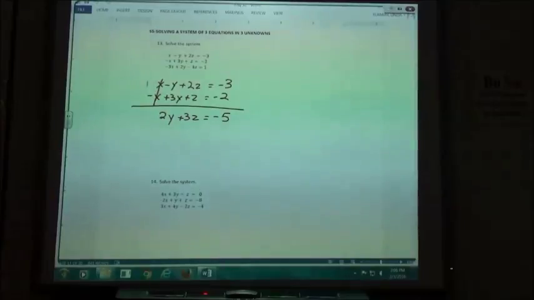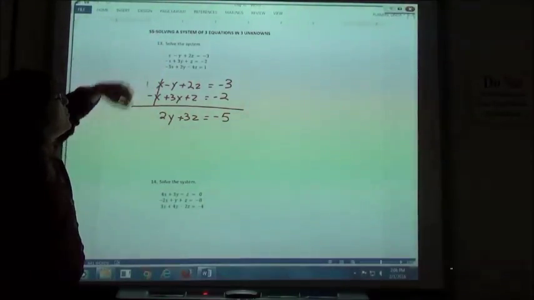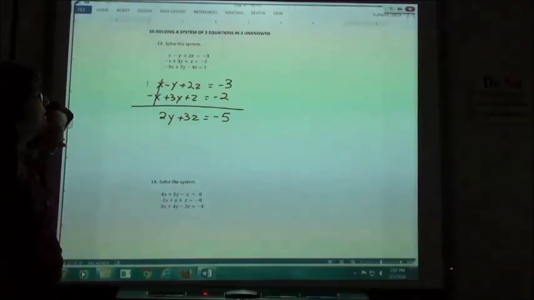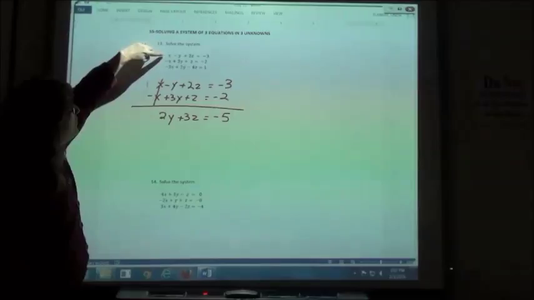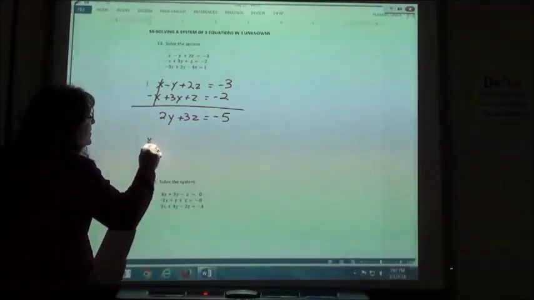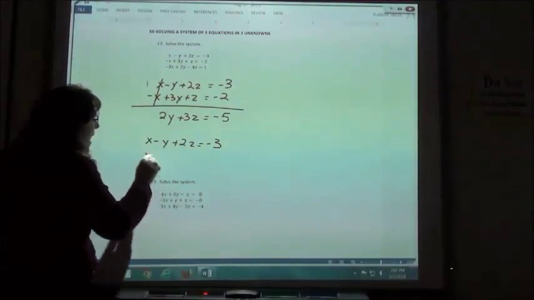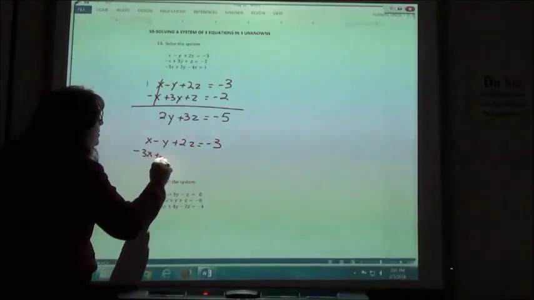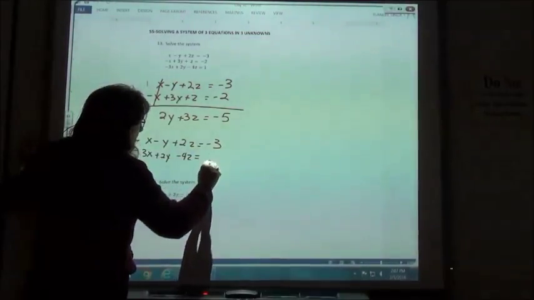Then what I want to do is either use the first equation with the third one or the second one with the third one. I want to eliminate the same variable, so I want to eliminate the x. To me, it looks a little easier to use the first one, so I'm going to use the first one with the third one. So I'm going to have x minus y plus 2z equals negative 3, and negative 3x plus 2y minus 4z equals 1.